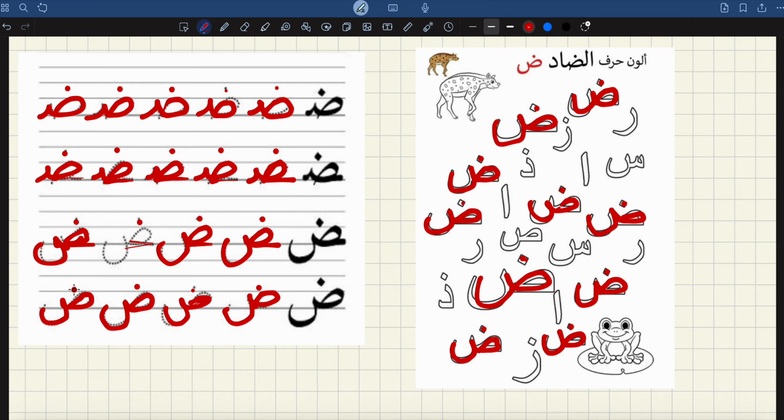Great job, everyone. Today you learned the special Arabic letter Dad, how it sounds, where it's pronounced in the mouth, how it looks in different positions, and how to write it step by step. Keep practicing and soon you will master this unique Arabic letter.